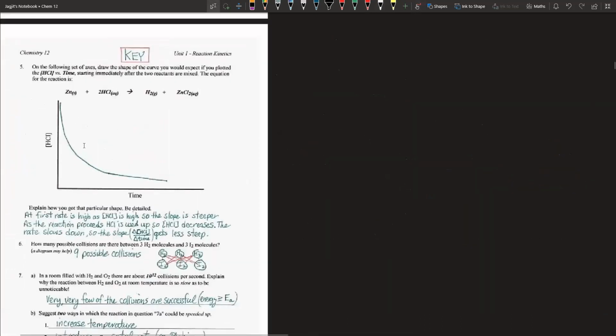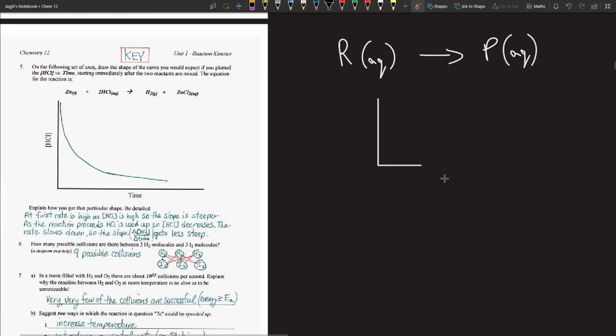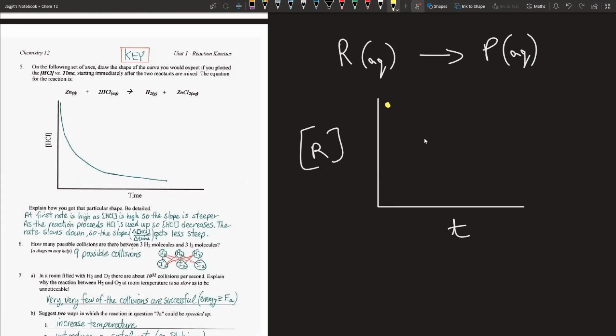Okay, guys, so what's happening over here is they've given you a bunch of reactants and products. So I'm going to write it in more generic form. If you have a reactant, which is aqueous, and it's turning into a product, which is aqueous, how will the graph of reactant concentration look like? So if you want to draw the graph of the concentration of reactants over time, how will this look like? Let me explain it to you. In the beginning, you have lots of reactants. So it's going to be a high number.